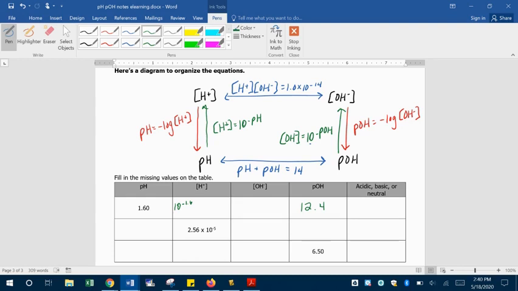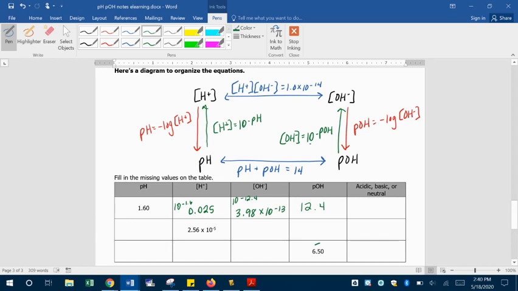So I'm going to do 10 to the negative 1.6, and I get 0.025. For my hydroxide ion concentration, I can do 10 to the negative 12.4, and I get something in scientific notation, which is just fine. I'm going to get 3.98 times 10 to the negative 13.